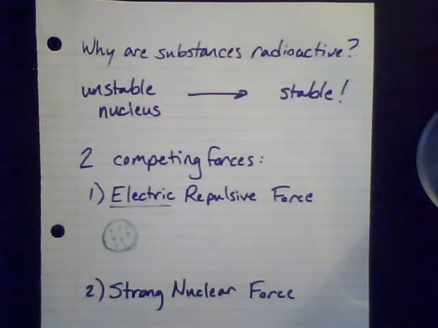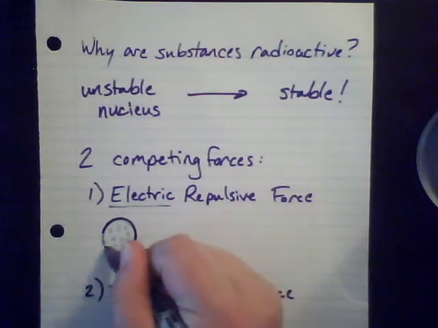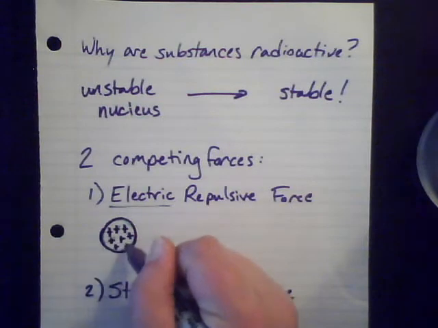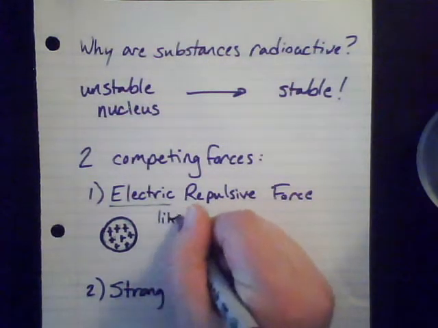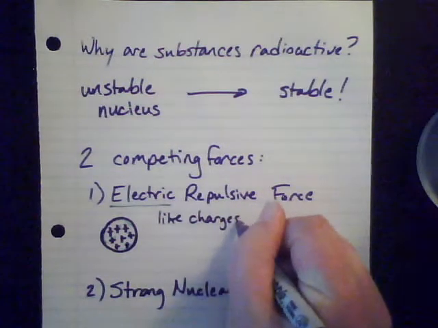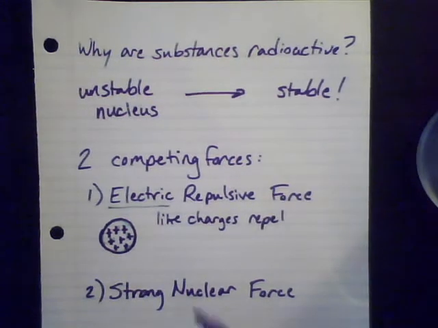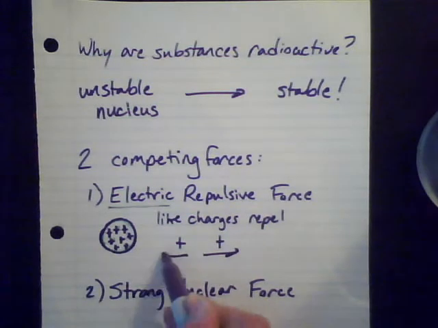Here's my nucleus with a bunch of positively charged protons in it. Now, we know that if we have a bunch of positively charged things, the natural tendency is for like charges to repel. And we know that opposite charges attract. So we have a bunch of positively charged things in a fairly small amount of space. And so the natural inclination for these positively charged things is to move away from each other.